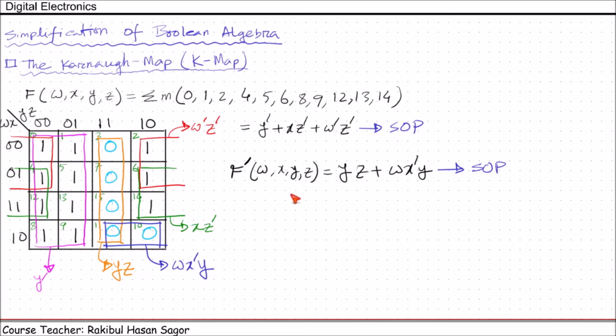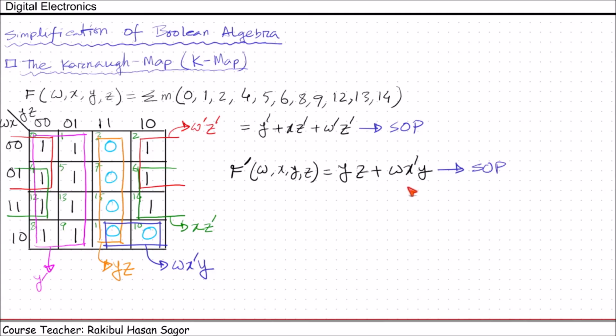Now let me brief the whole process. If you are asked to simplify any function, just put ones for the function if it is given in terms of min terms, and map the ones, you'll get the simplified version in SOP form. Now if you want to get the complement of that function in SOP form, map the zeros and you will get the simplified version of the complemented function in SOP form.